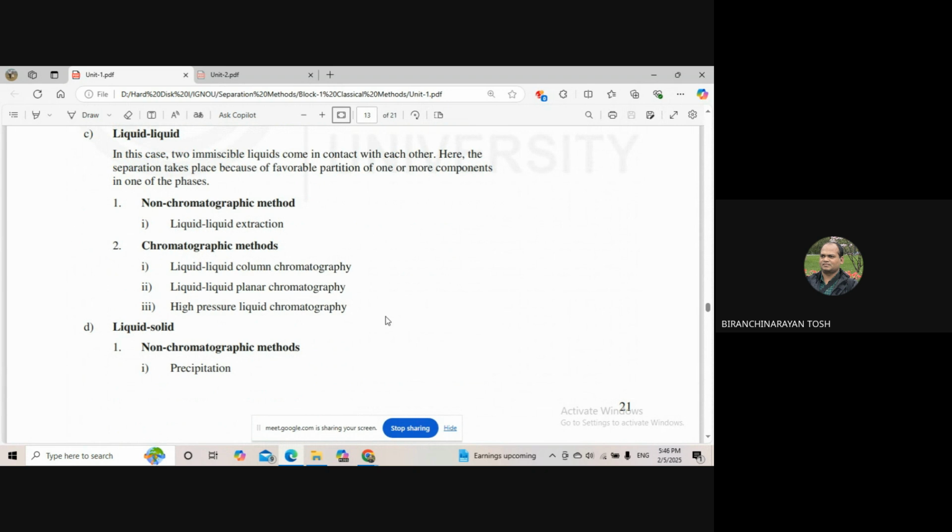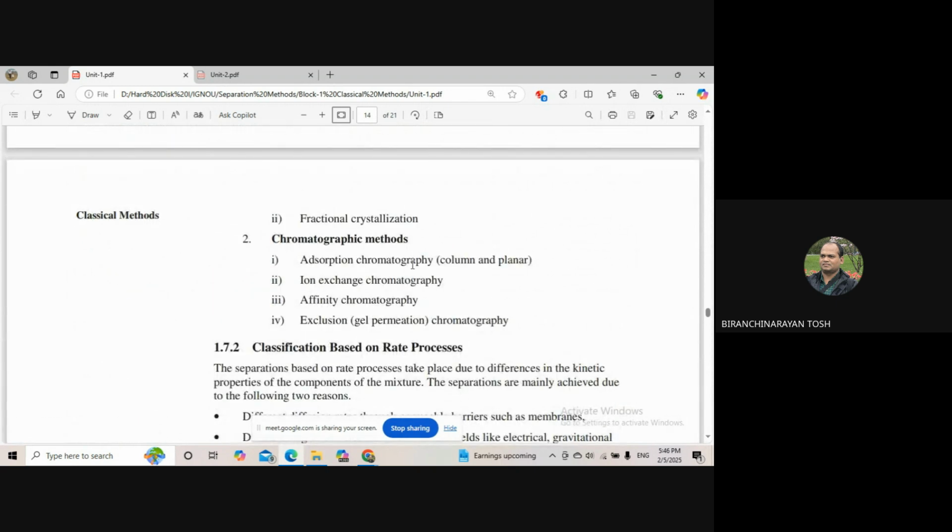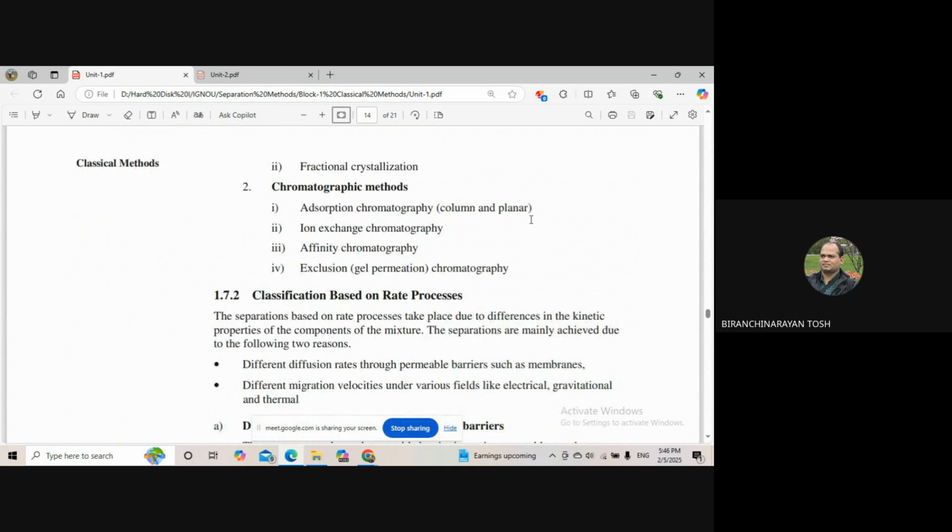Then liquid-solid. In non-chromatographic methods, you have precipitation and fractional crystallization. And in chromatography methods, we have adsorption chromatography, that is column or planar or paper chromatography, ion exchange chromatography, affinity chromatography, and gel permeation or size exclusion chromatography.